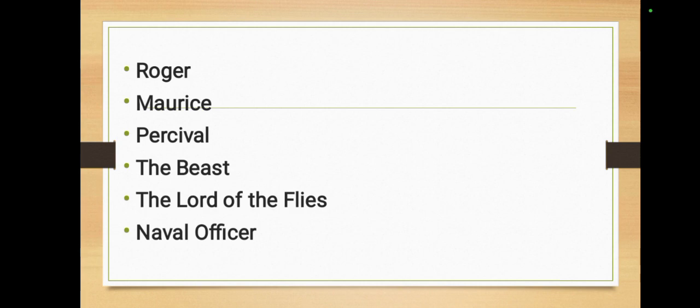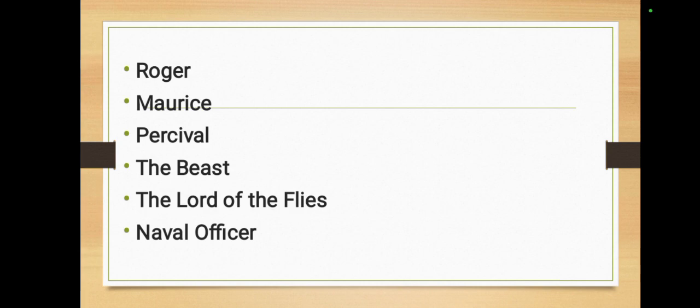During the hunt, Maurice, who is one of Jack's hunters, pretends to be a pig, while the others pretend to slaughter him. When the hunters kill a pig, Jack smears blood on Maurice's face. Maurice represents the mindless masses. The next character we have is Percival. Percival is one of the smallest boys on the island. Percival often attempts to comfort himself by repeating his name and address as a memory of home life. Percival represents the domestic or familial aspect of civilization.